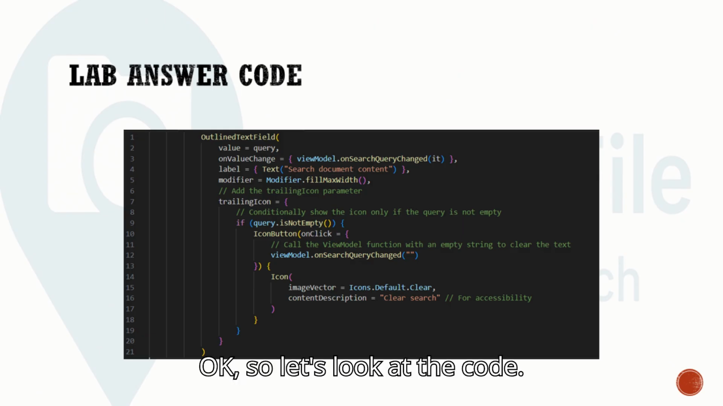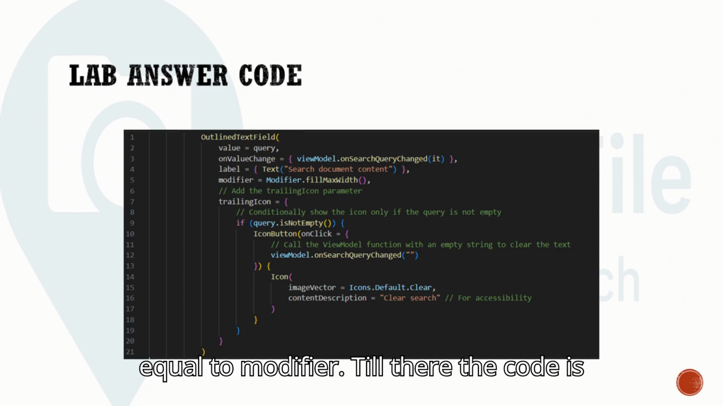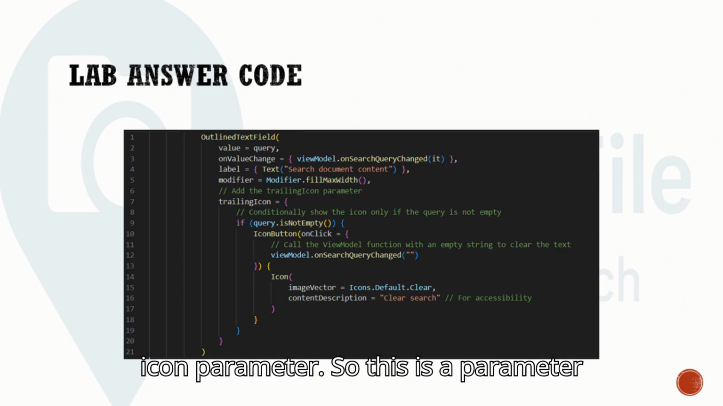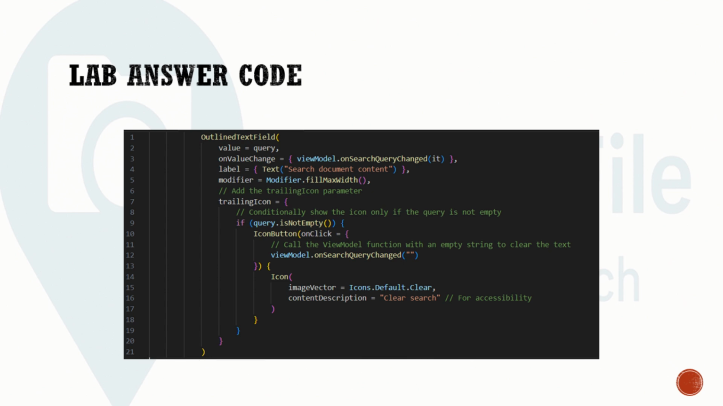Okay, so let's look at the code. Here's how it works, broken down by each line. So for trailing icon equal to, you have to look at the code after modifier equal to modifier. Till there, the code is the same. Then we have added the trailing icon parameter. This is a parameter of outline text field that lets you define a composable to place at the end of the field.